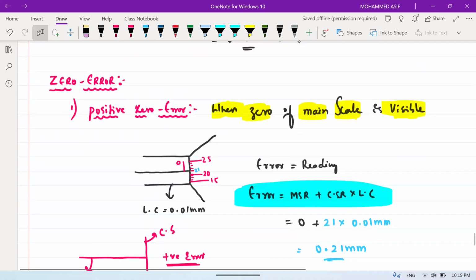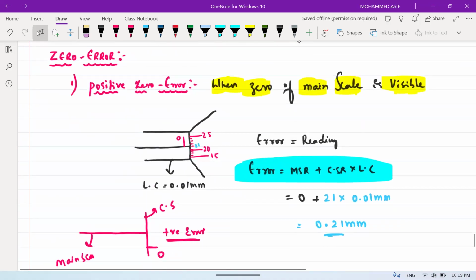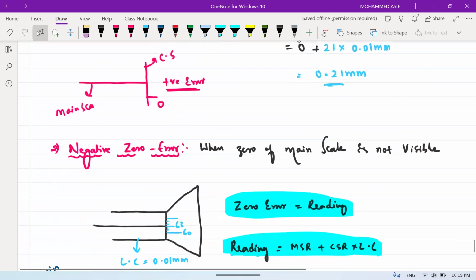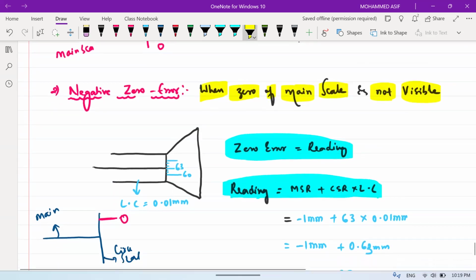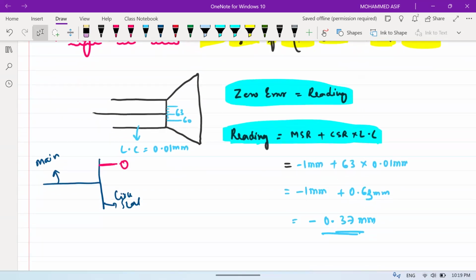Okay. The next one is zero error. We have positive error and negative error. Positive error means if the zero of the main scale is visible, that is positive error. When zero of your main scale is not visible, it will be your negative zero error. And zero error is nothing but equal to reading only. Am I clear?